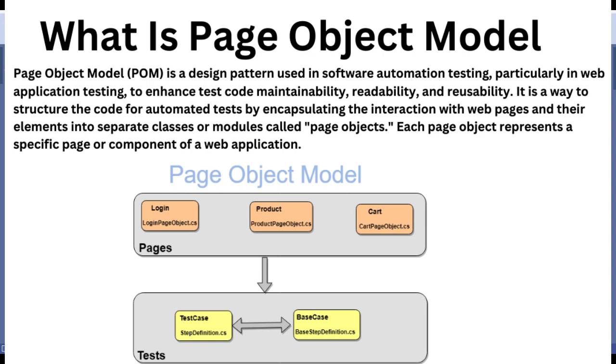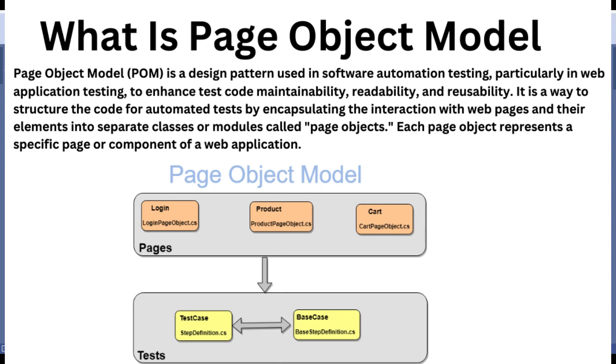The page object model is a very well-known design pattern used in software automation testing, particularly in web application testing, to enhance the test code maintainability, readability, and usability. It is a way to structure the code for automation tests by encapsulating interaction with the web pages and their elements.